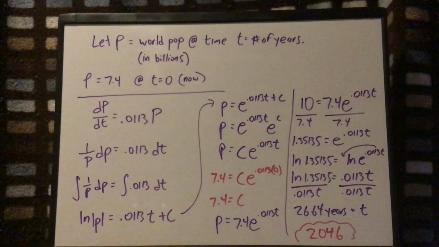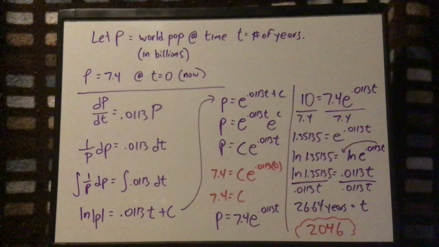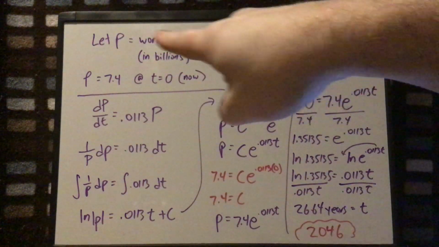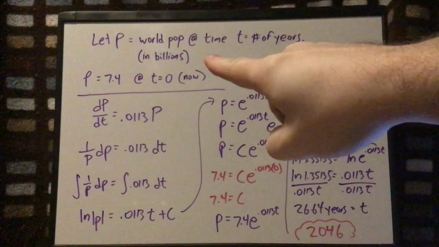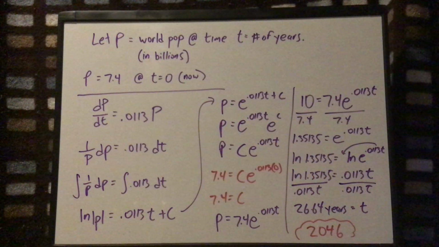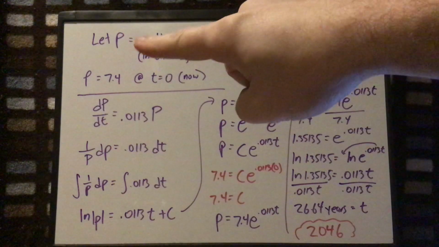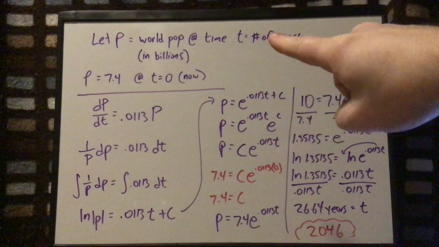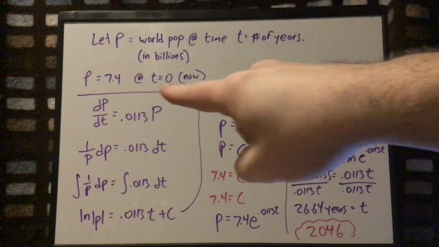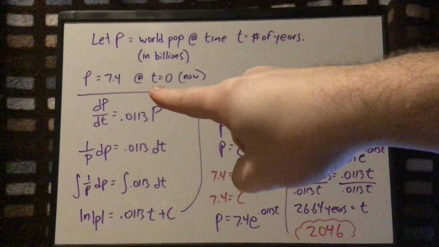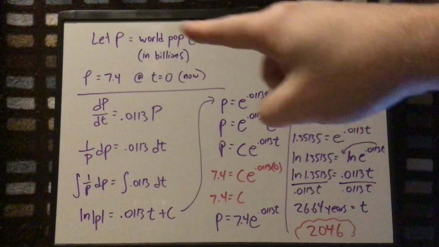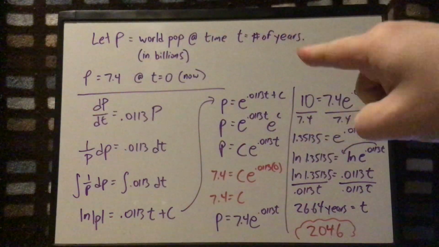All right, so assuming all this stuff is true, I was sure, since it's an application problem, to assign my variables. I said let P be the world population. I decided to go in billions this time. That way I didn't have to write the number 7,400,000,000 out. So P is the world population in billions. T is the number of years, and we'll let T equals 0 be now, so the year 2020. So at time 0, which is now, year 2020, there's 7.4 billion people in the world. And anytime I use P, it's the number of people at the time T.